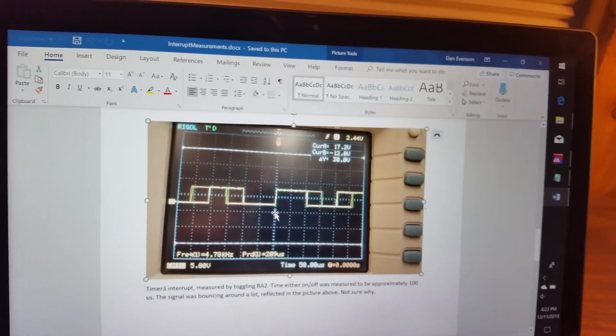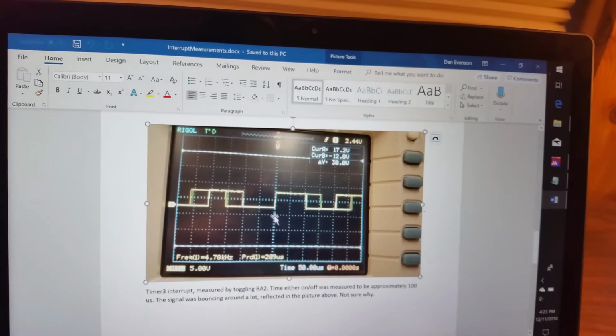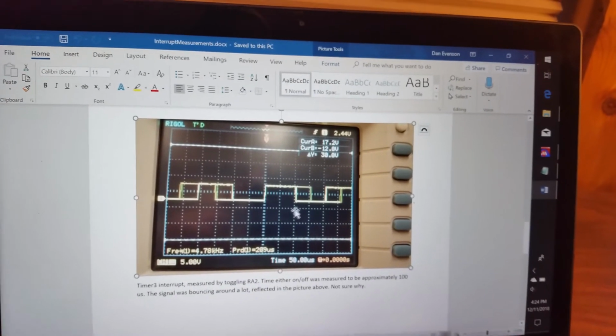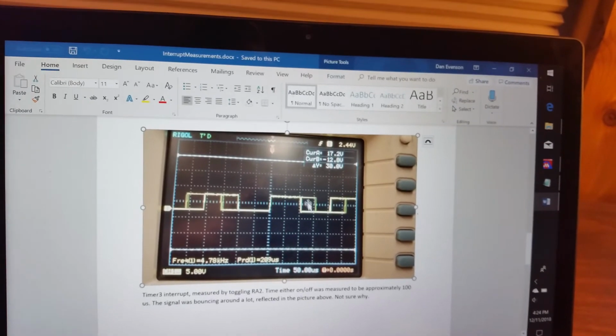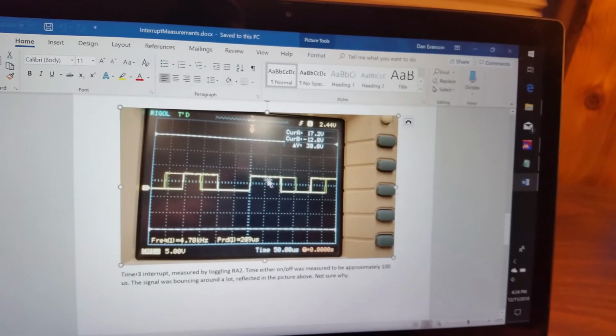And if you can see, there's 50 microseconds per division. So here is 50 microseconds and 100 microseconds. So that was also within my tolerance, but it just looks a little funny on the screen here.